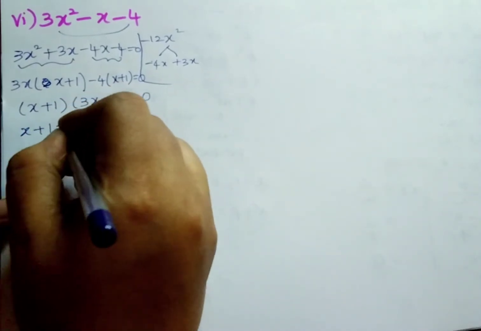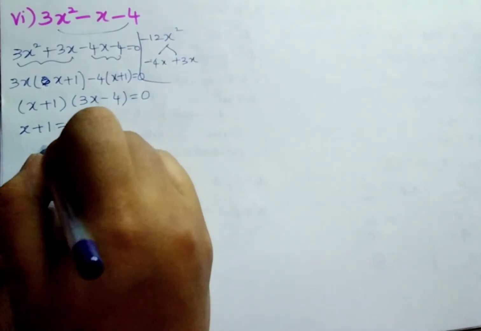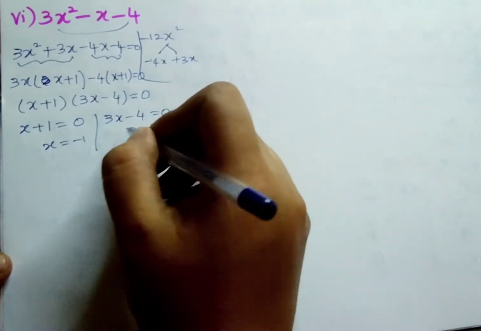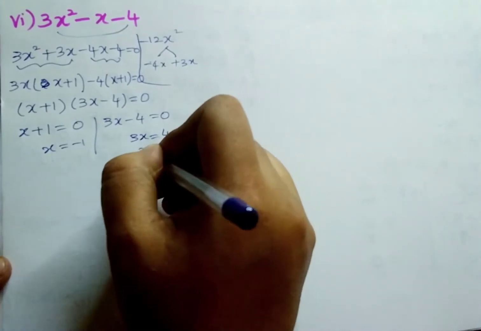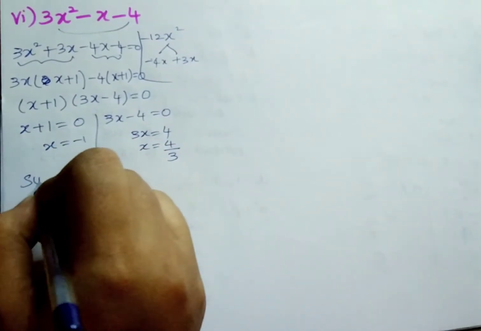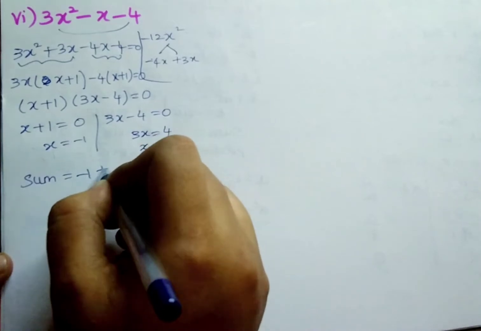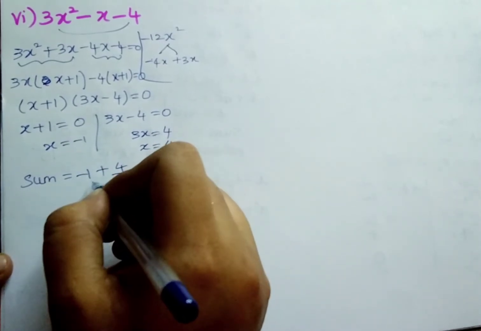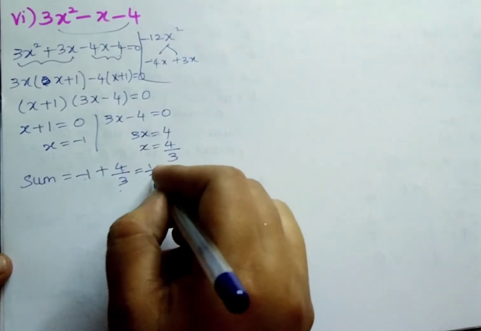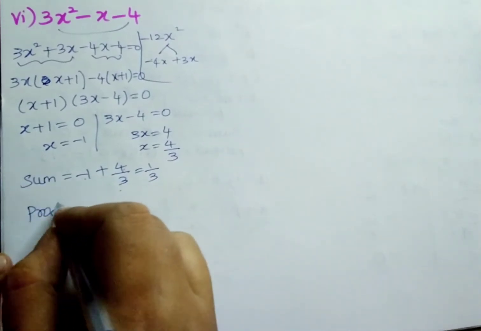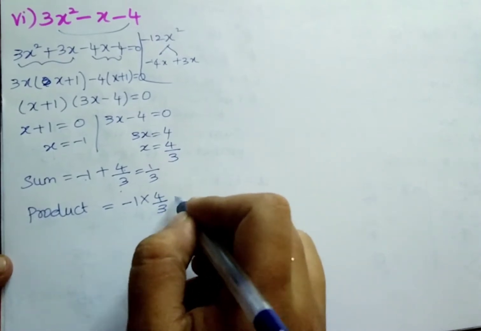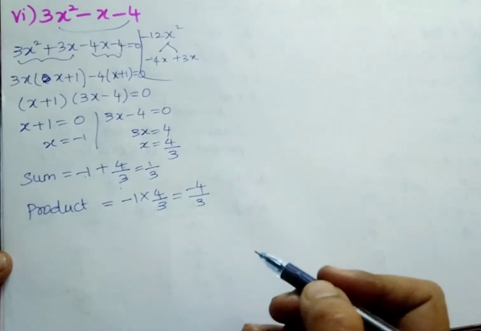When we equate separately, x plus 1 equal to 0, x is equal to minus 1. 3x minus 4 equal to 0, so 3x equal to 4, x is equal to 4 by 3. When we add the zeros, the sum will be minus 1 plus 4 by 3. When we take the LCM, it will be minus 3 plus 4, that is 1 by 3. And product, plus into minus is minus, 1 into 4 by 3, minus 4 by 3.